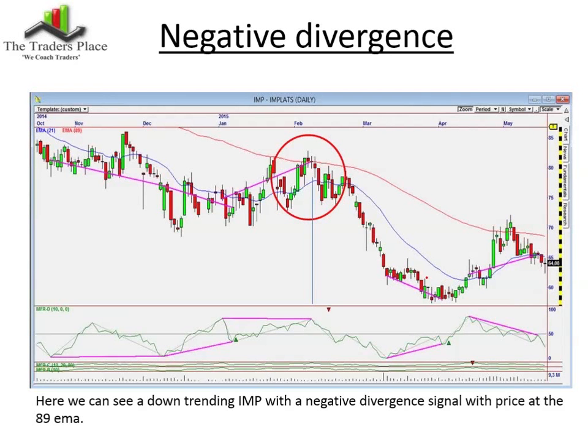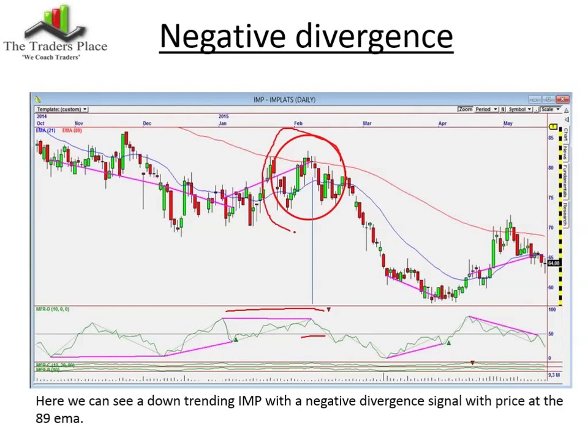Negative divergence, I thought this was a nice example on Implats. Most of you should know that resources are pretty weak at the moment, and the platinums are seriously weak. So this long-term downtrend has continued, and what we get here is money flow divergence above 50.